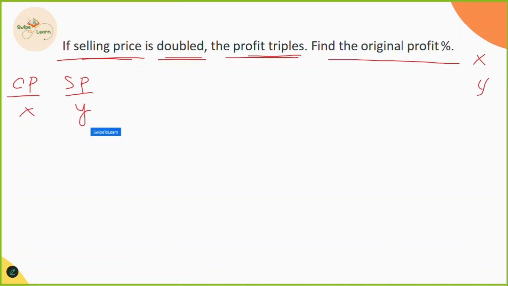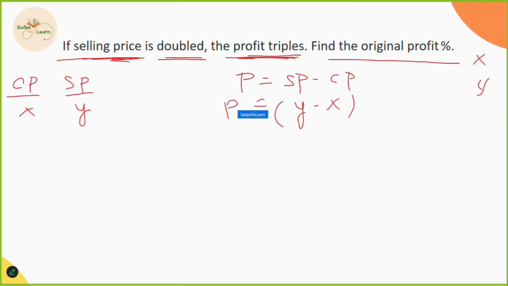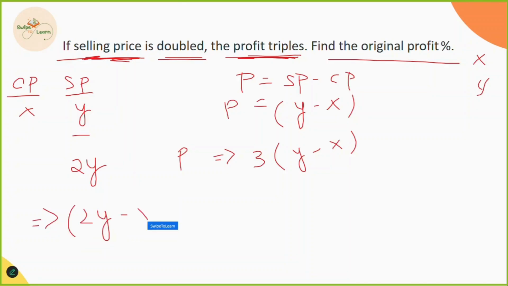They are saying that profit is triple and selling price is double. What is profit? Profit is SP minus CP. That means SP is Y and CP is X. Y minus X is profit. But profit is triple, that means 3 times Y minus X. This is profit. And selling price is doubled. Initially selling price is Y, now it became 2Y. Now what does the profit become? 2Y minus X is profit.